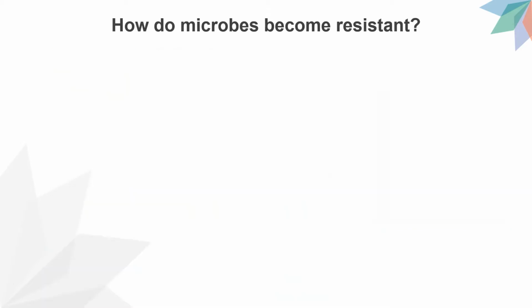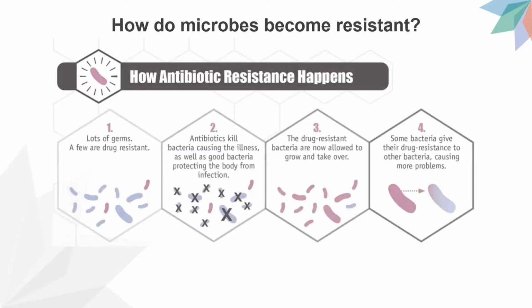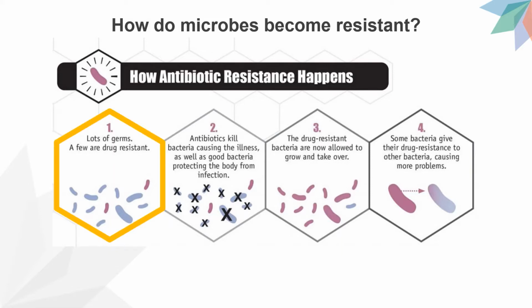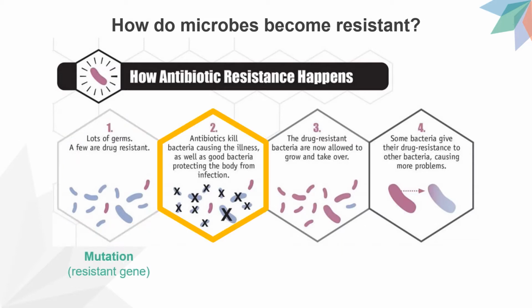But how do microbes naturally become resistant in the first place? Among the bacteria naturally existing in the environment, there exists a natural variation in susceptibility to antibiotics. Some individual bacteria, as you can see here in red, possess a genetic mutation which gives them the ability to resist an antibiotic. When antibiotics are used, it can kill off all the bacteria except those with the resistant gene. This generates a selection pressure favoring the resistant bacteria.